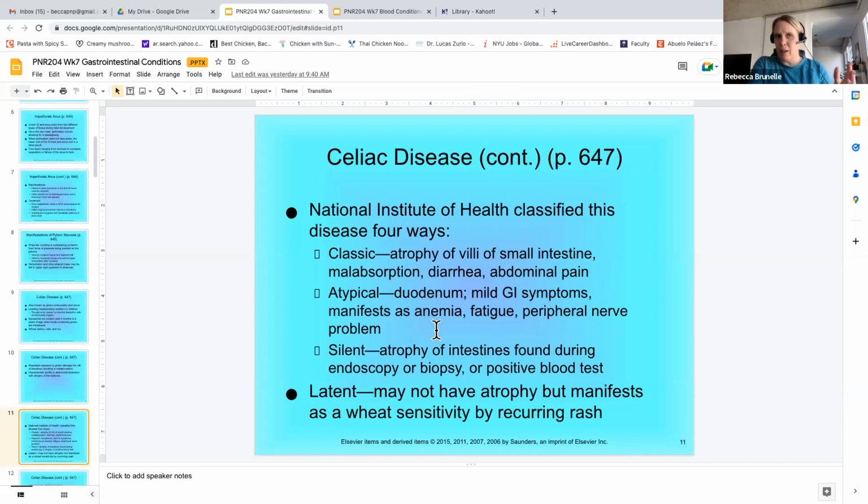Atypical is they really have mild symptoms, but they still have the gluten intolerance. And then the silent is they don't really have symptoms, but if you do an endoscopy and look at their small intestine, it looks inflamed and damaged. So the most common is going to be the classic, but you should recognize that it doesn't always present the same in all patients.